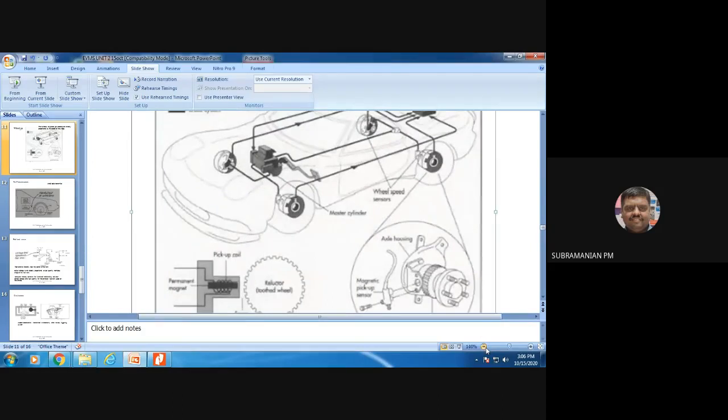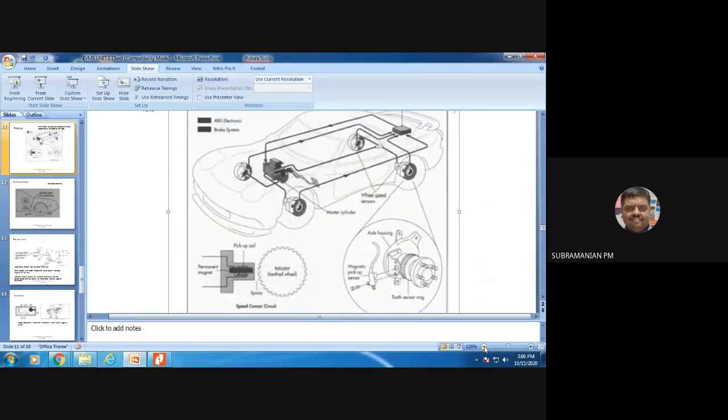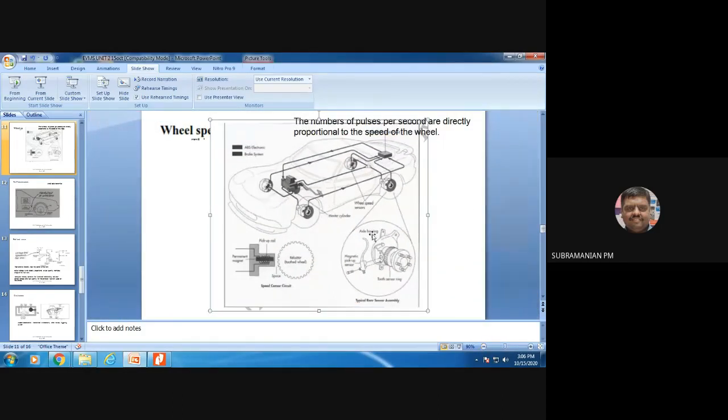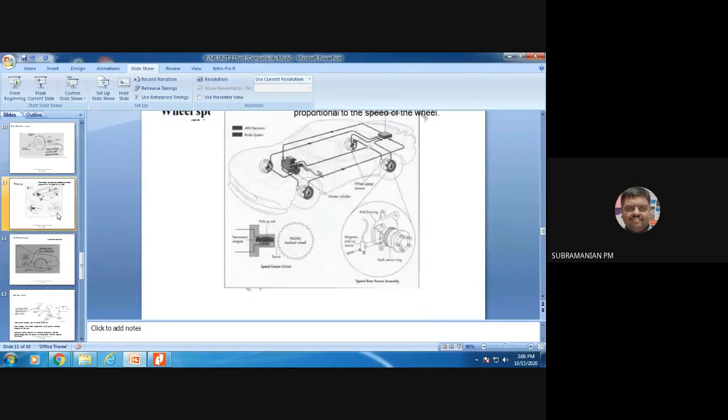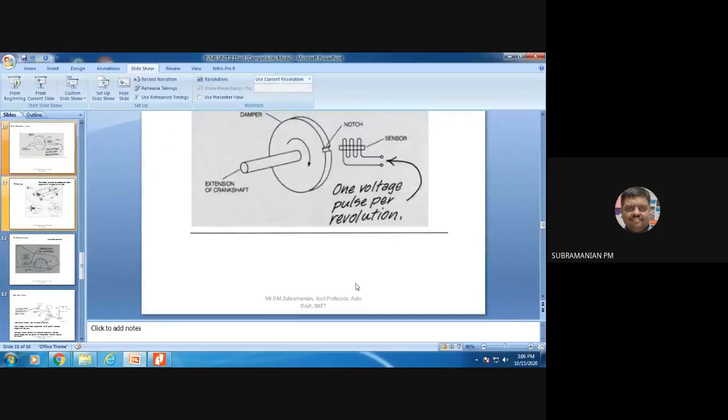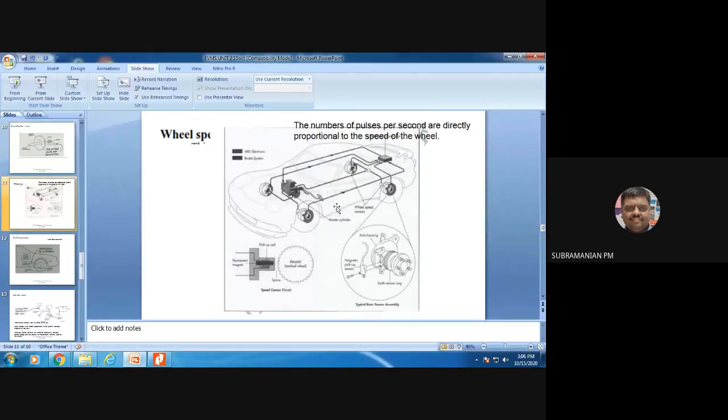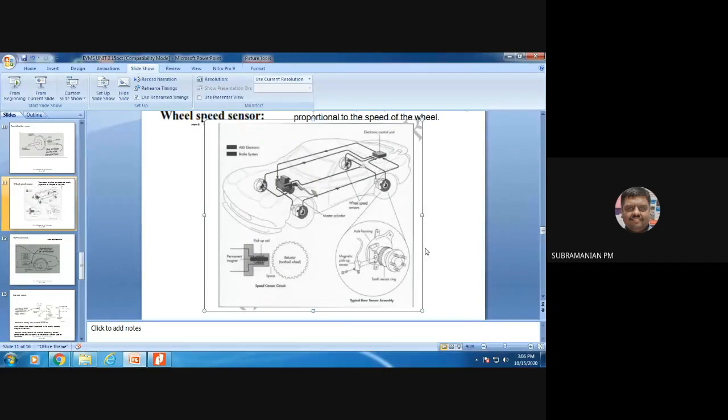It is very easy. You just have to draw this sketch. No need to draw the car and all. It is for anti-lock braking only that you have to draw the car. For this, you just have to draw this sketch.